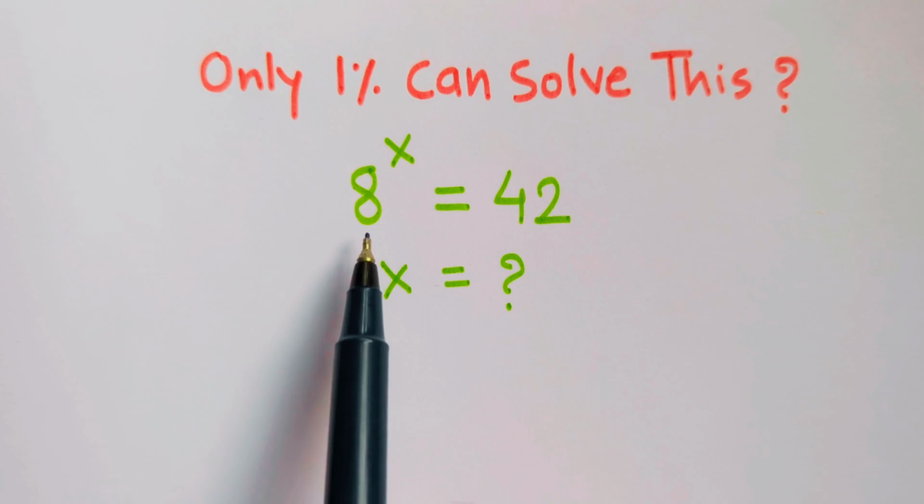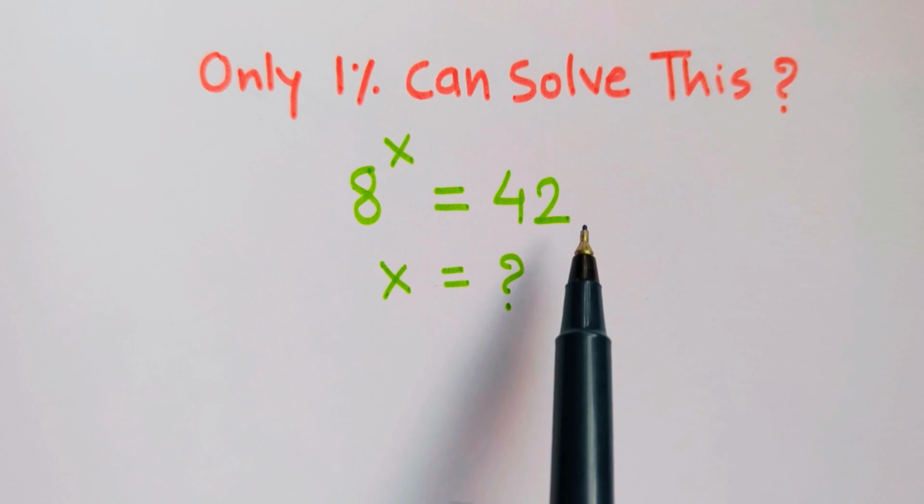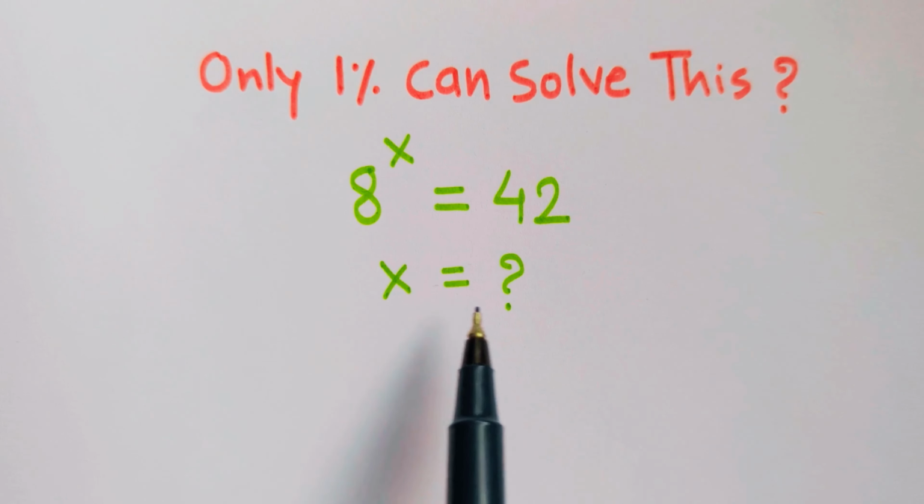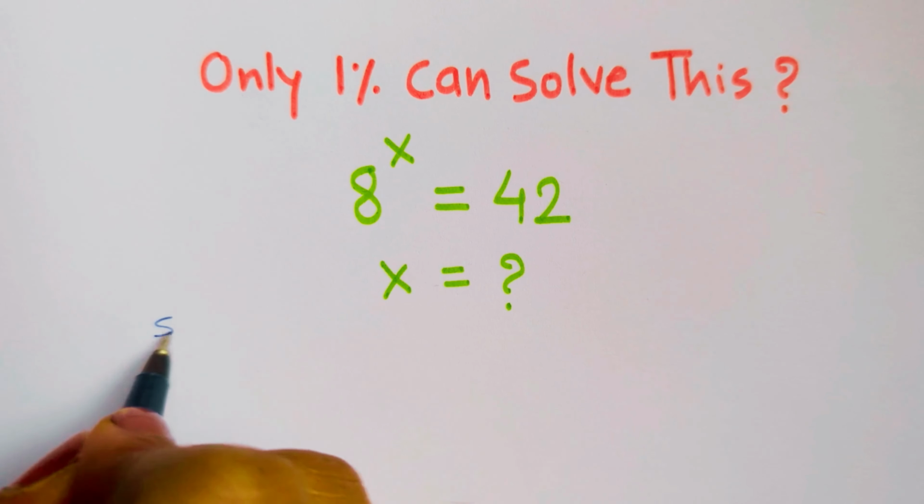Today we have a very interesting equation: 8 to the power x is equal to 42. Then what would be the value of x? So without further ado, let's get into the solution.